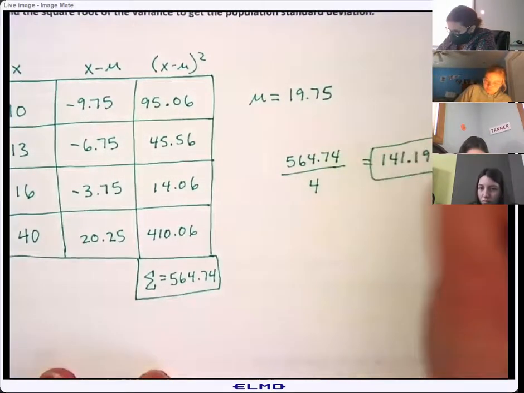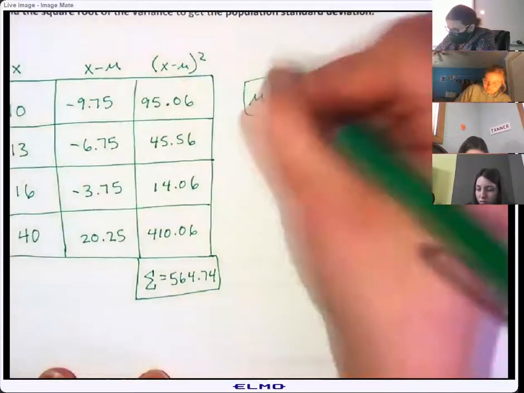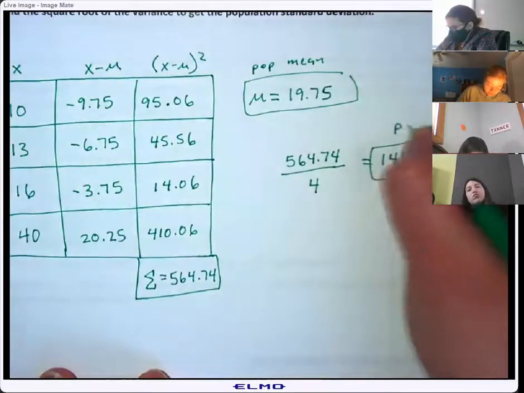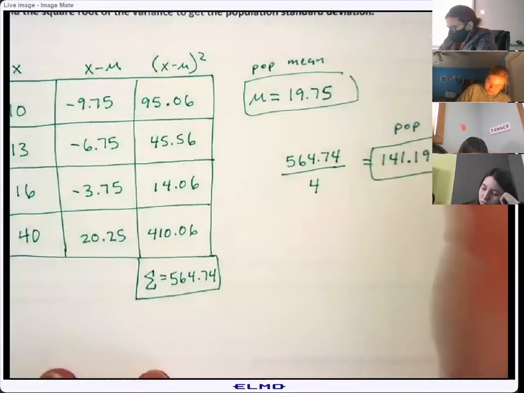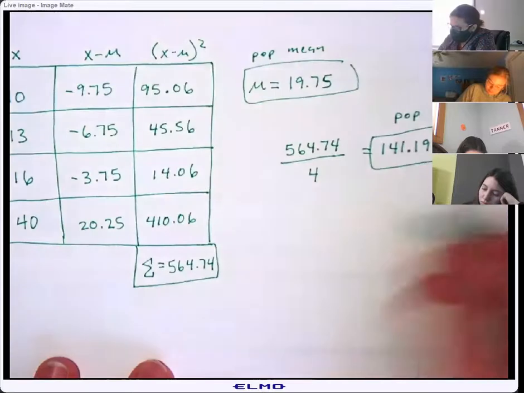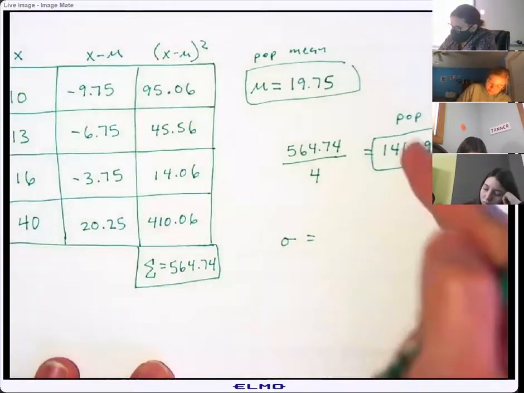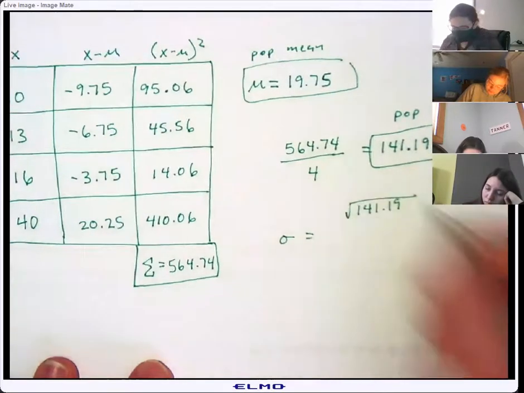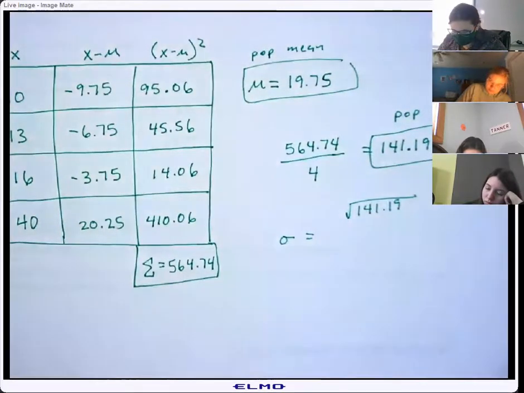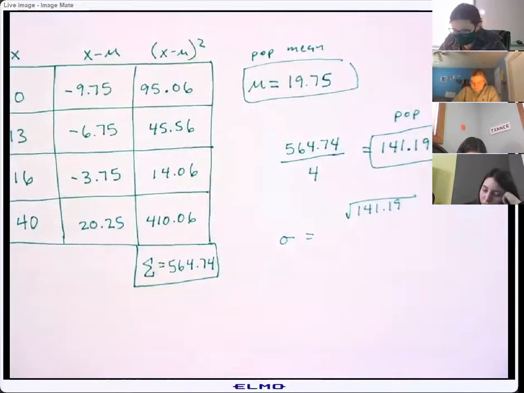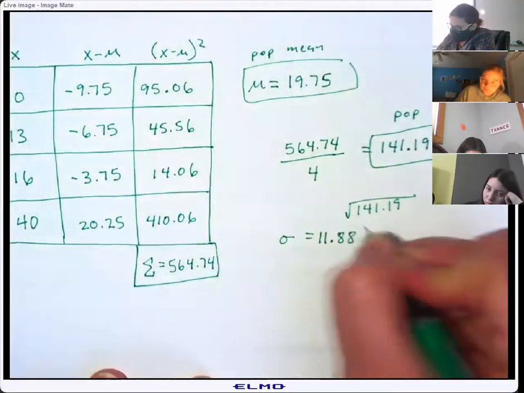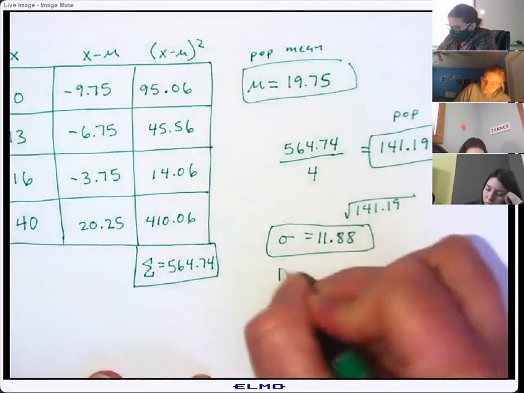So right here, this is the population mean. This is the population variance. And then to go down to a standard deviation, you take the square root of that 141.19, because we originally squared them all. I got 11.88 for the population standard deviation.